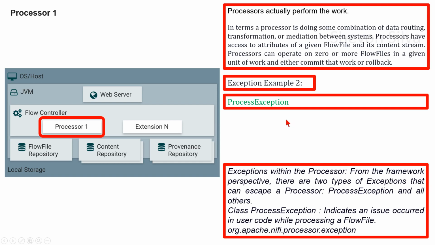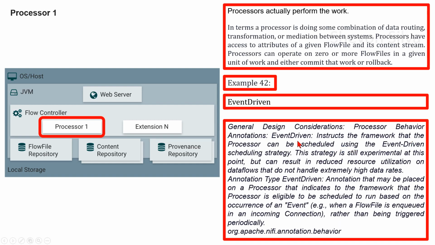From the framework perspective, there are two types of exception: a process exception and all others. If a process exception is thrown from the processor, the framework will assume that this is a failure that is a known outcome. Moreover, it is a condition where attempting to process the data again later may be successful. As a result, the framework will roll back the session that was being processed and penalize the flow file that was being processed. If any other exception escapes the processor, the framework will assume that it's a failure that has not been taken into account by the developer.